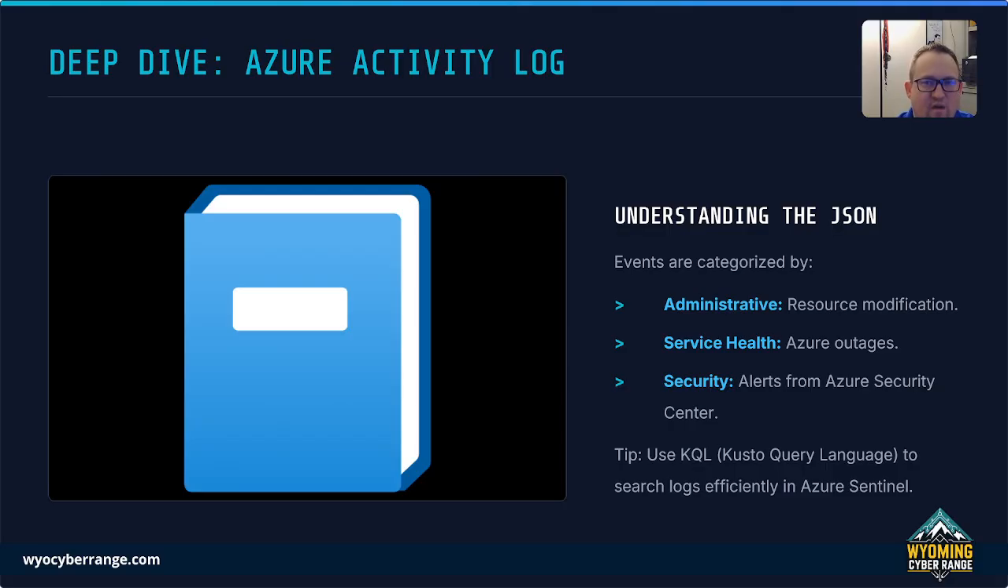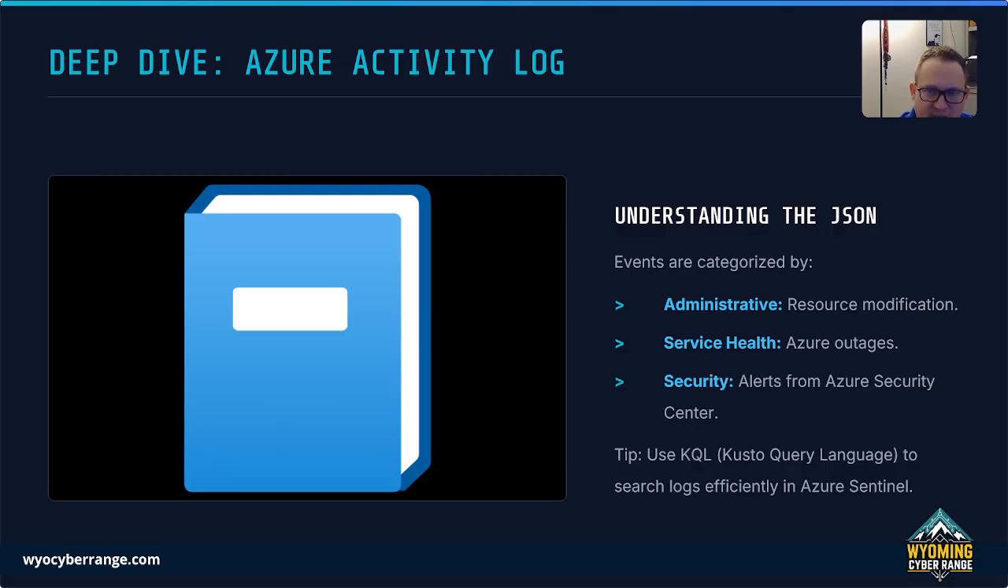We're going to have service health. These are events related to Microsoft's own outages, which help rule out malicious activity during downtime. Service health logs just help us determine whether it was malicious or whether there was an issue with Microsoft. Remember, it's a shared responsibility model, so who's at fault? And then know that we also have security alerts here. These are normally going to be from the Azure Security Center.